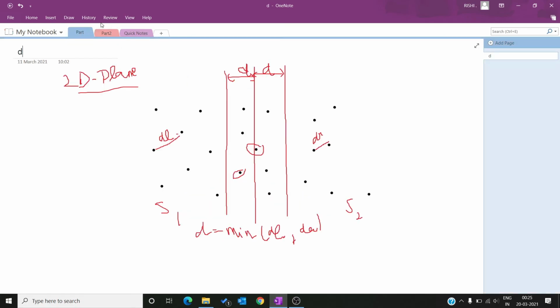So let's say after comparing, we get the smallest distance from the strip to be delta. Then we just need to find the minimum of delta and d, and that will be our distance between the closest pair of points.